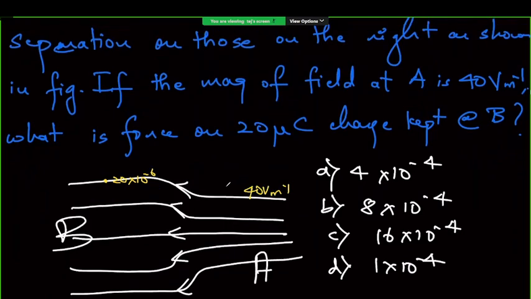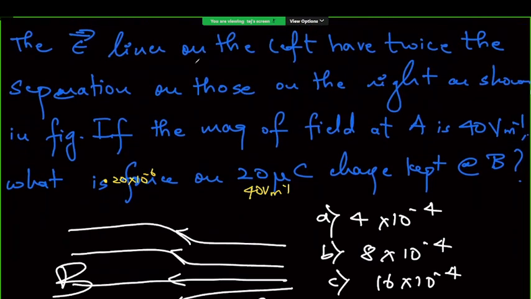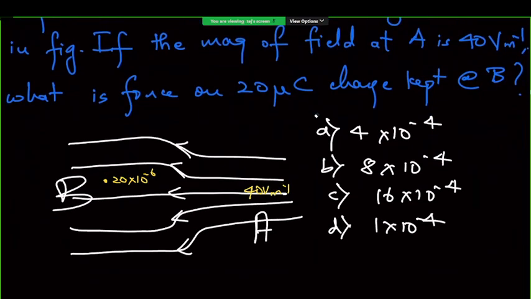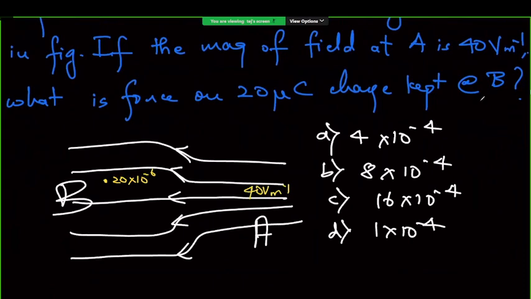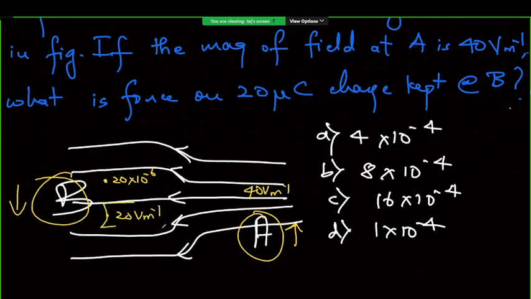Fine. But I think they give me a hint somewhere. Let me read this. It says the electric field lines on the left have twice the separation, meaning at A it is more, at B it is less. How much more? Double. Which means the electric field at B will be exactly 20, because it says twice. B had to be lesser compared to A, because of the width here. So here it will be 20 volt per meter. This is not given to me, but I understood it based on the statement. This is where common sense and intelligence lie.